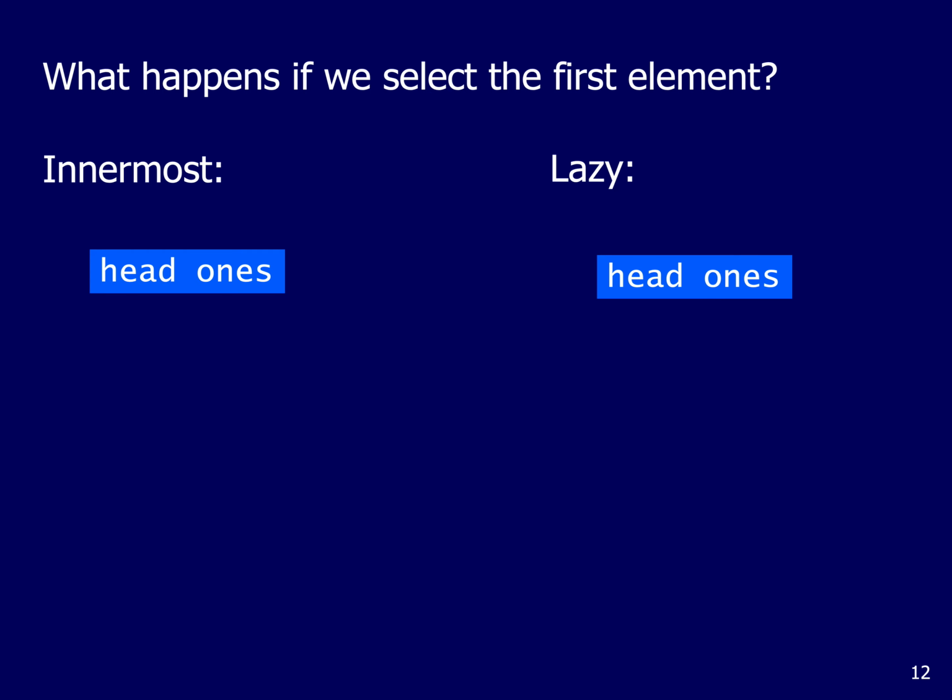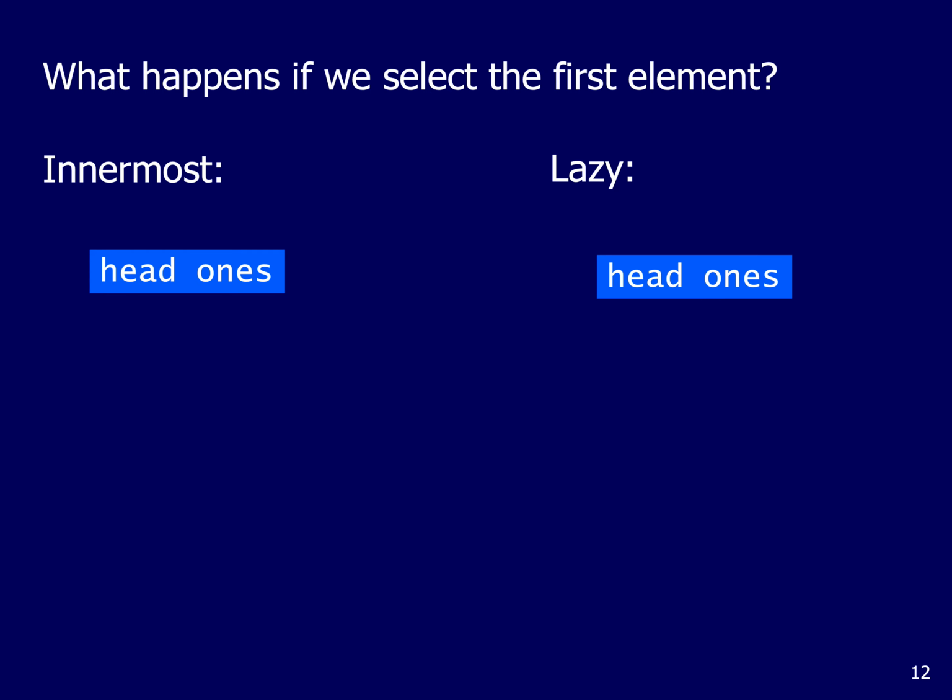Now we can think about what happens if we try and select the first element from the infinite list of ones. We can do this using our old friend, the head function. Remember, head takes a non-empty list and gives us back the first element in the list. We're going to have two examples here. On the left, we're going to evaluate head of ones using innermost evaluation. And on the right-hand side, we're going to evaluate head of ones using lazy evaluation, which in fact is equivalent to outermost here because we're not using any sharing.